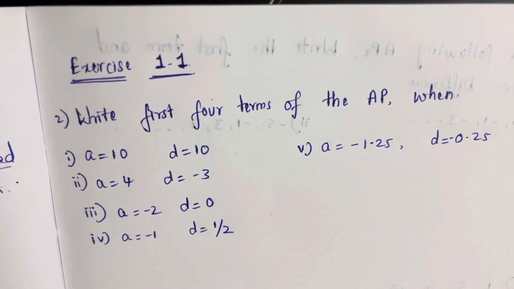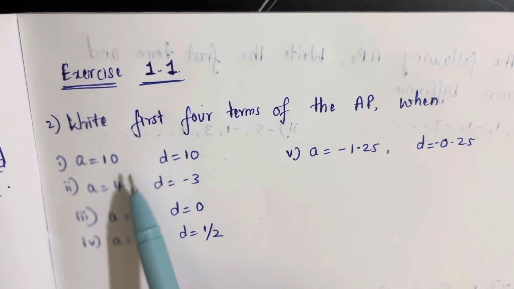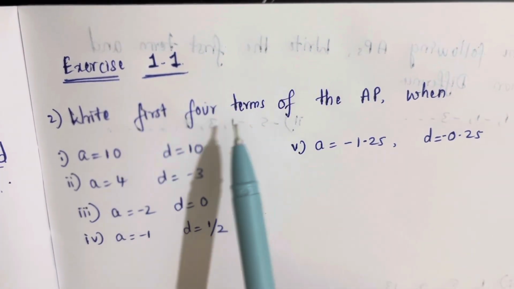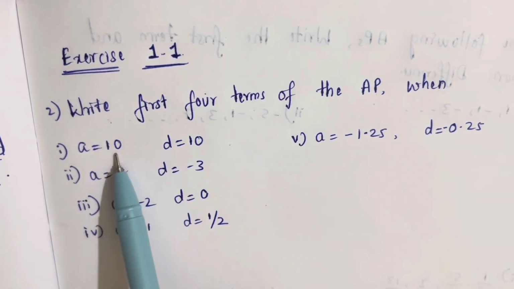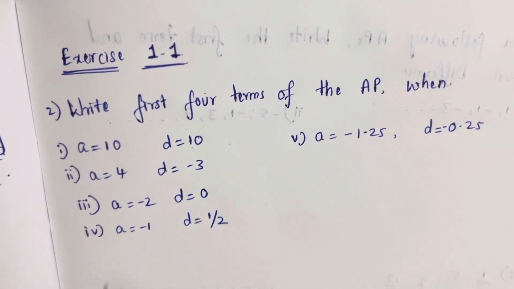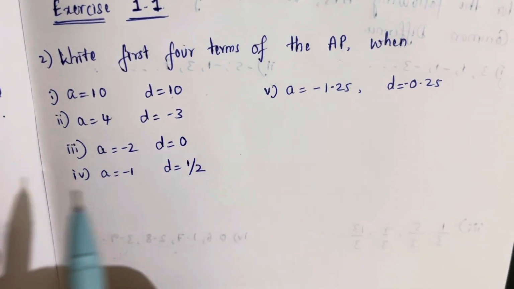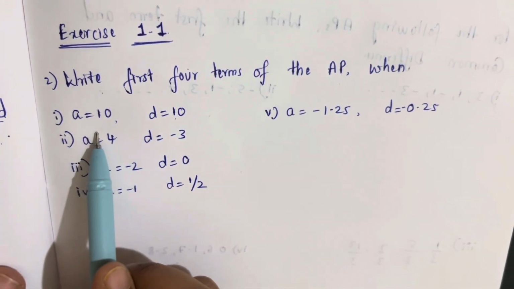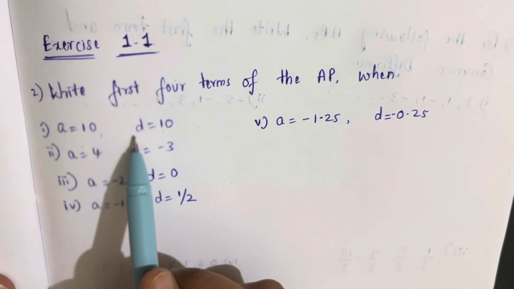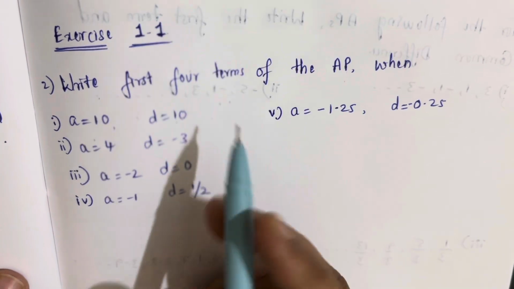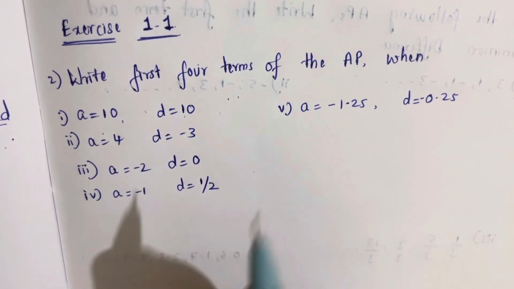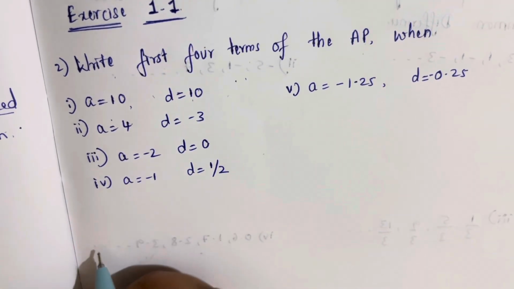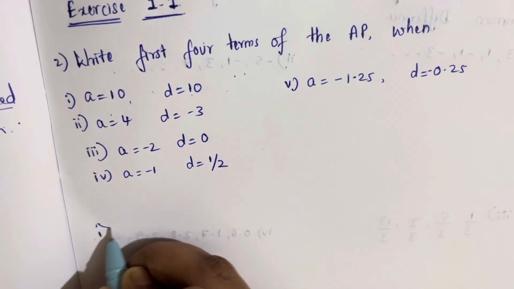In this we have the question: write the first 4 terms of the AP, arithmetic progression, when A equal to 10 and D equal to 10. Here he has given us the value of the first term A equal to 10 and the common difference of the series, and our task is to write the arithmetic progression series. Okay, so we will try to solve this first question.